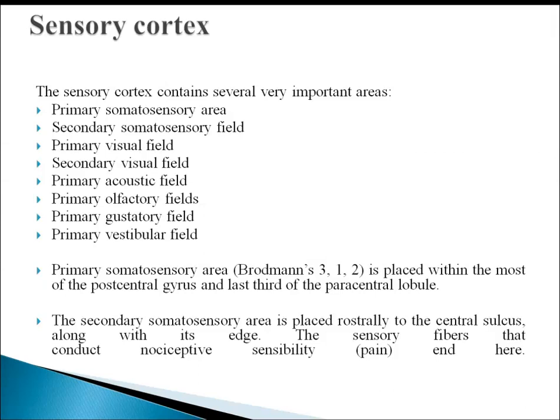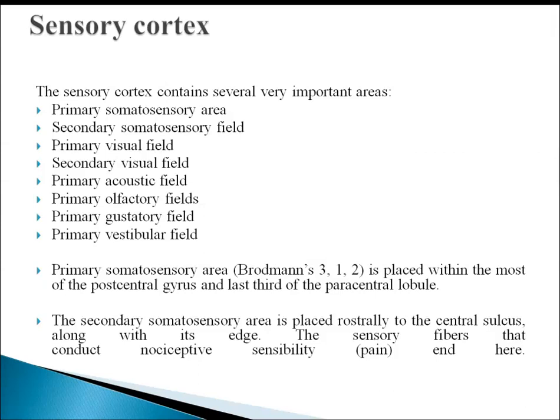The next is the sensory cortex. This includes the following important areas: primary somatosensory area, secondary somatosensory area, primary visual field, secondary visual field, primary acoustic area, that is the auditory field. The next is the primary olfactory field, primary gustatory field and primary vestibular field.